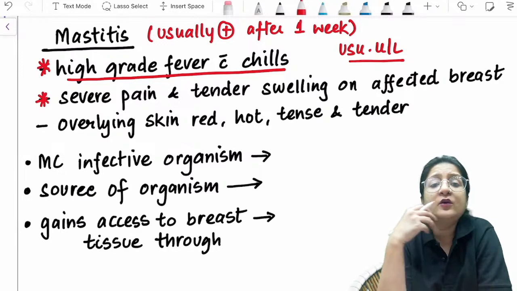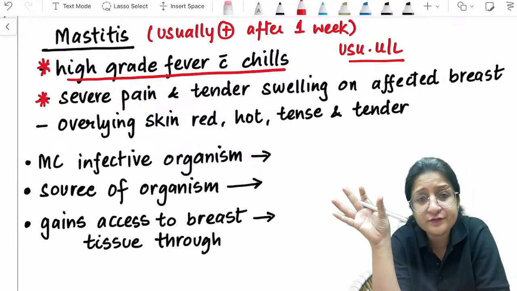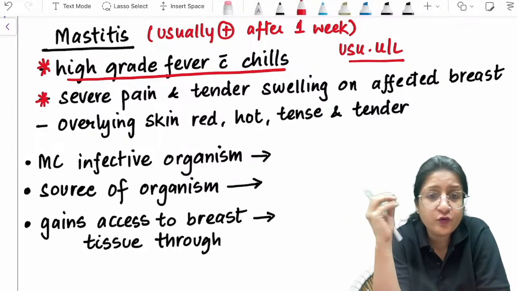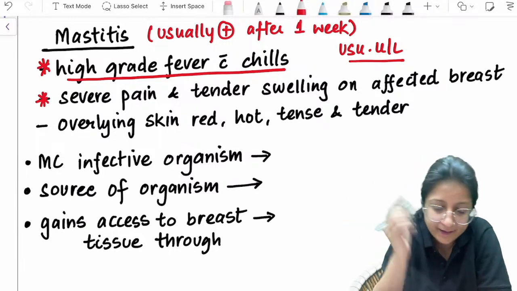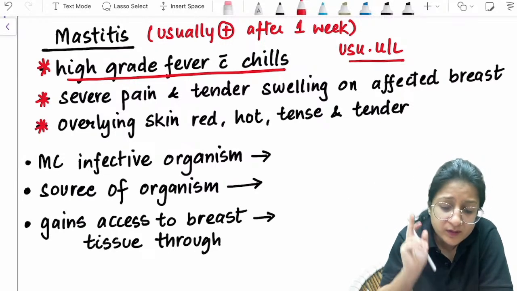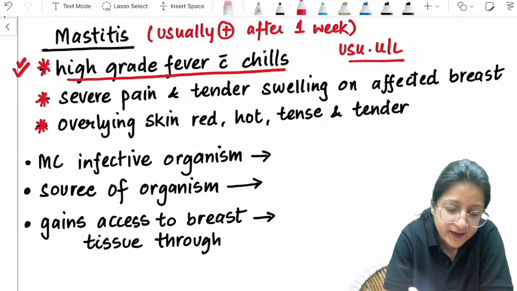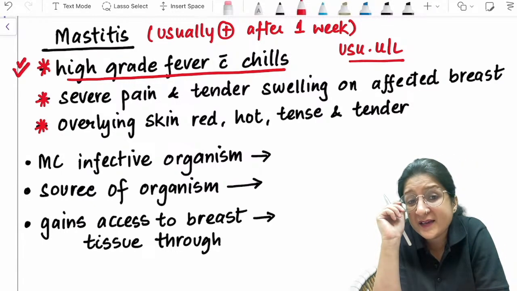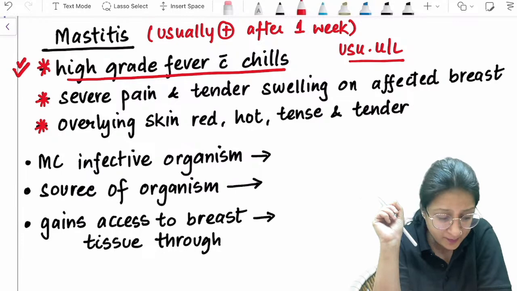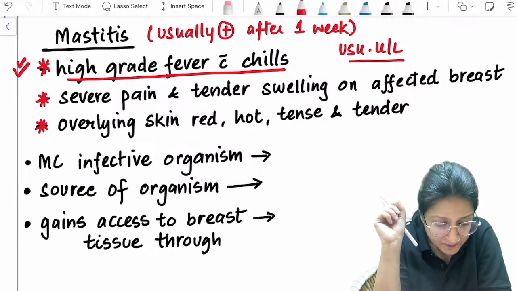The overlying skin will also have all those features of infection and inflammation that you know of. The overlying skin is red, hot, tense and tender, right? So the most important feature, your diagnostic clinching point, is going to be high grade fever with chills. Keep that in mind, okay?